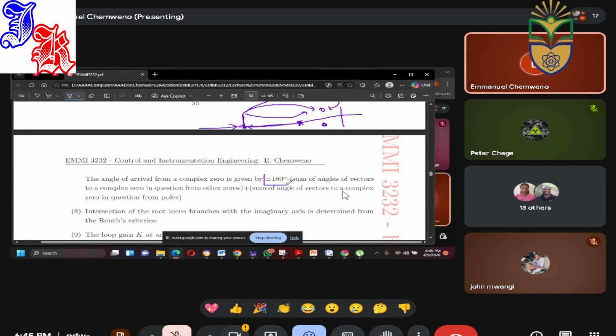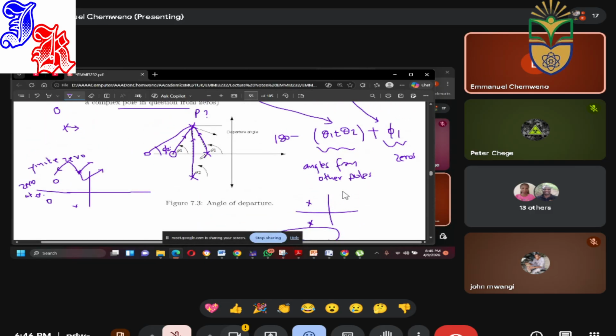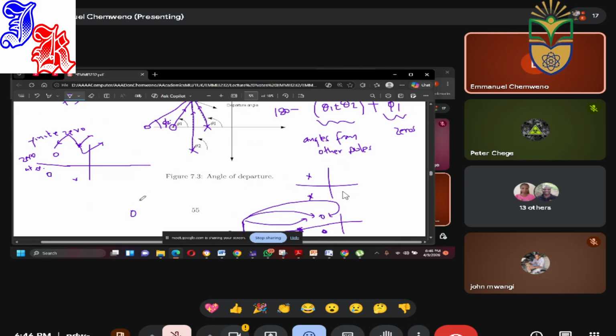In a similar manner, it is 180 minus the sum of phi's plus the sum of theta's, where phi and theta are defined from this diagram. But now it will be from a zero in question.